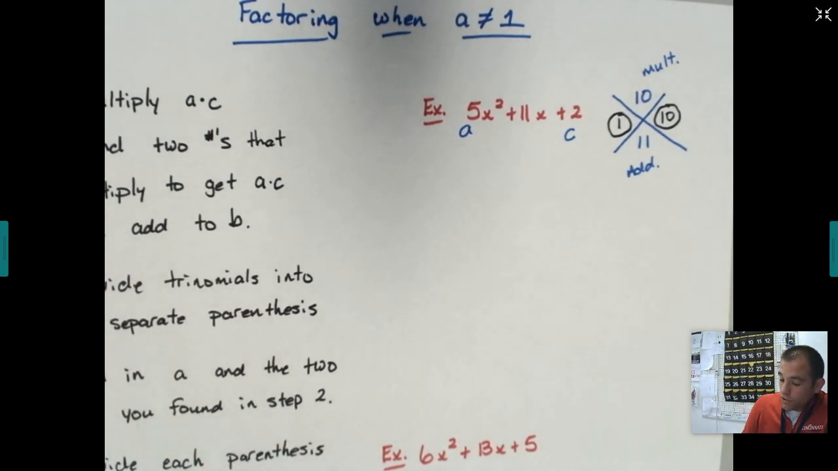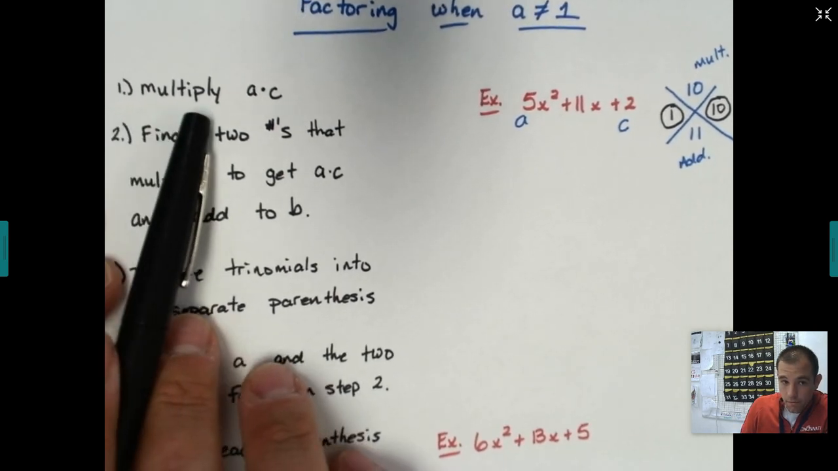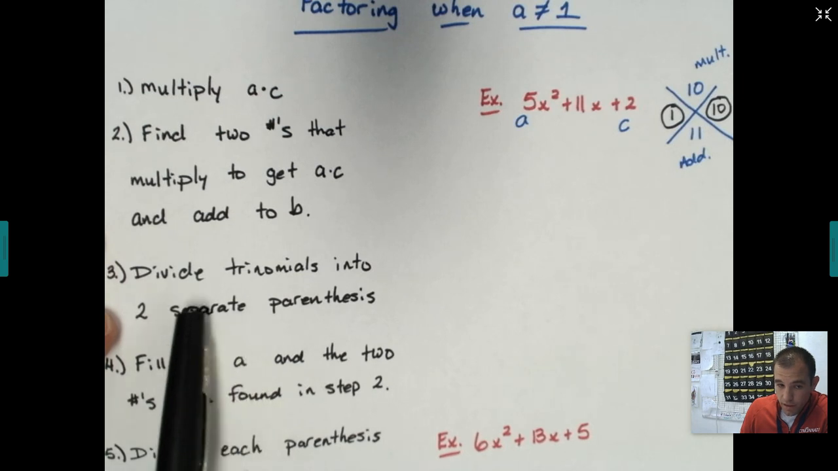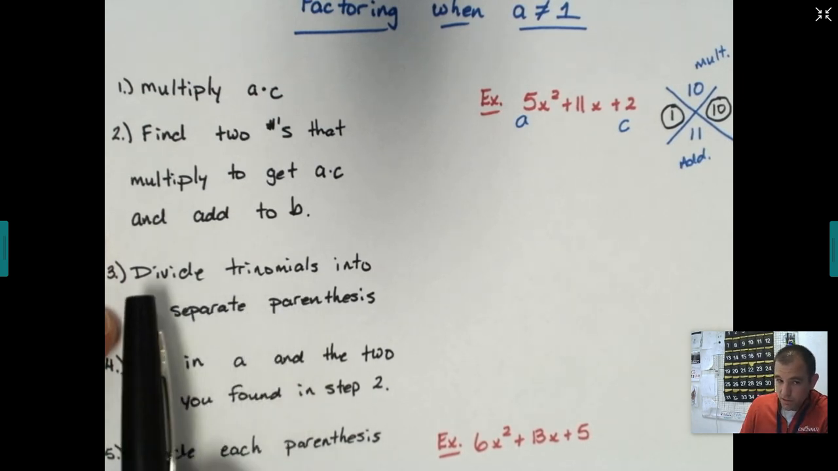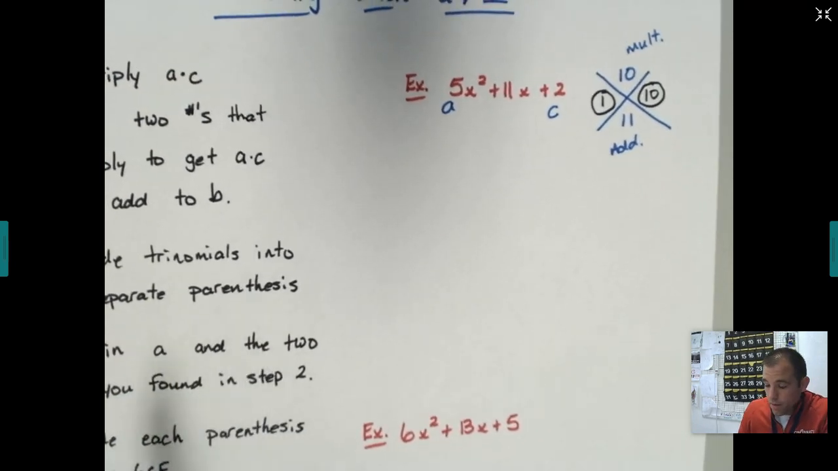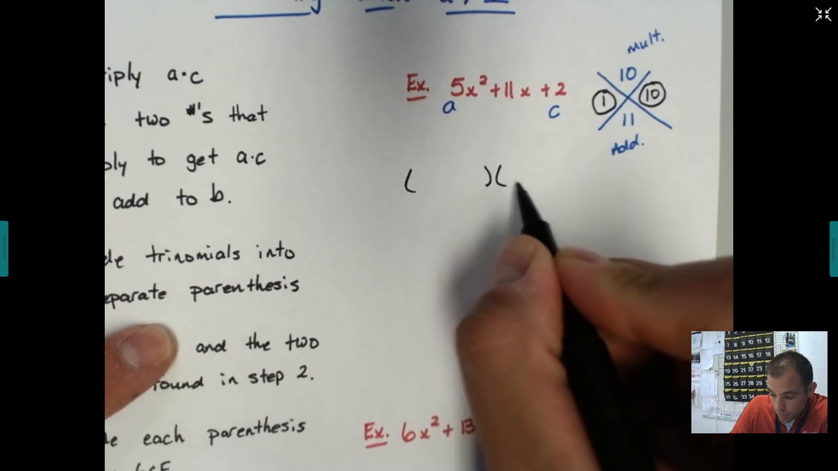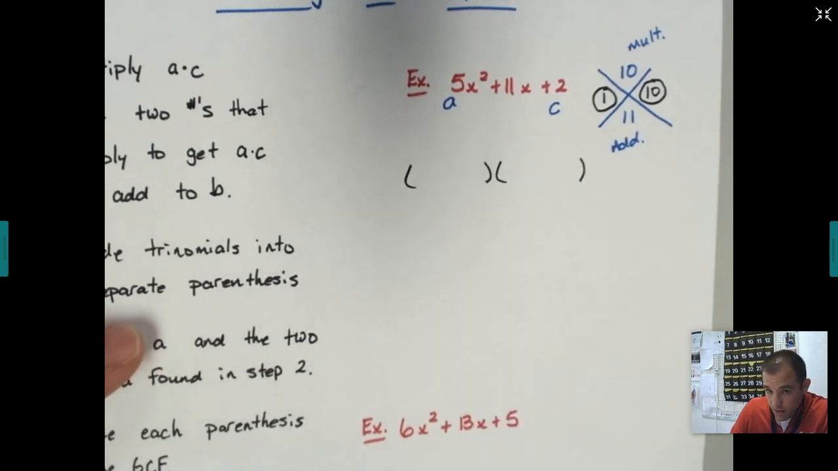Once we find those numbers, we did step 1, we did step 2, we found our numbers. Now we're on to step 3. Divide the trinomial into 2 separate parentheses. I probably shouldn't have used the word divide. Basically, we're going to split this up into 2 separate parentheses. Okay?